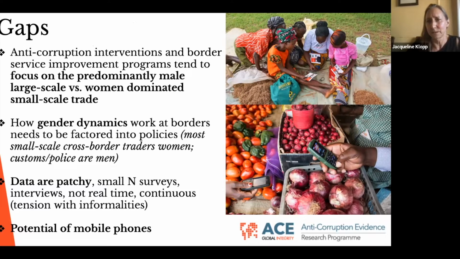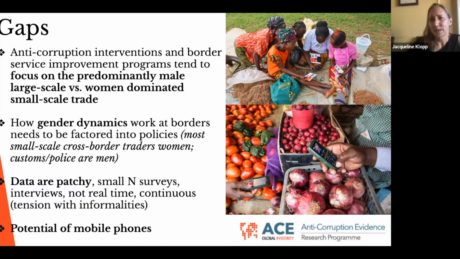And so this is a bias problem in policy. How gender dynamics work at the borders is very important and needs to be factored into policies. Again, a lot of the customs officials, police, the officials are mostly men. And again, the small scale traders are women. So there's got to be some sort of gender issues, although we found some very interesting things when we did our research around young men who are transporters as well and their role and their problems.